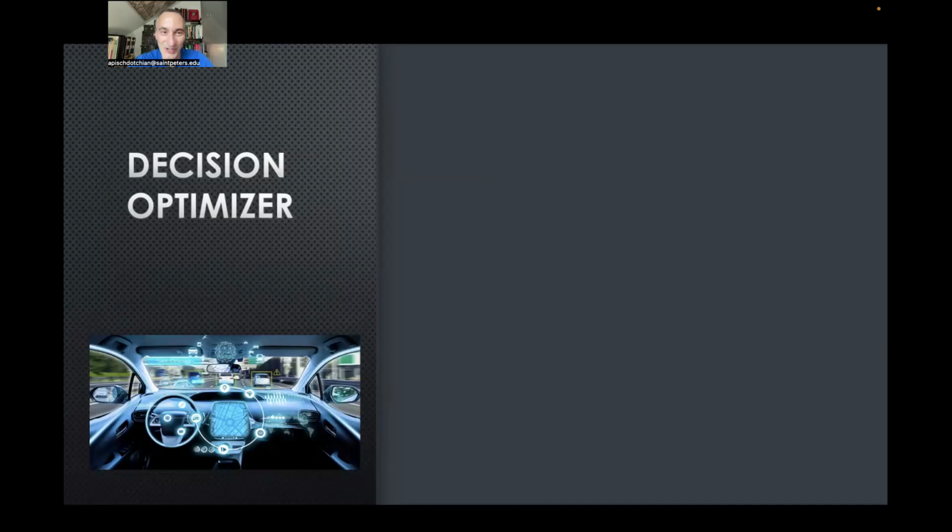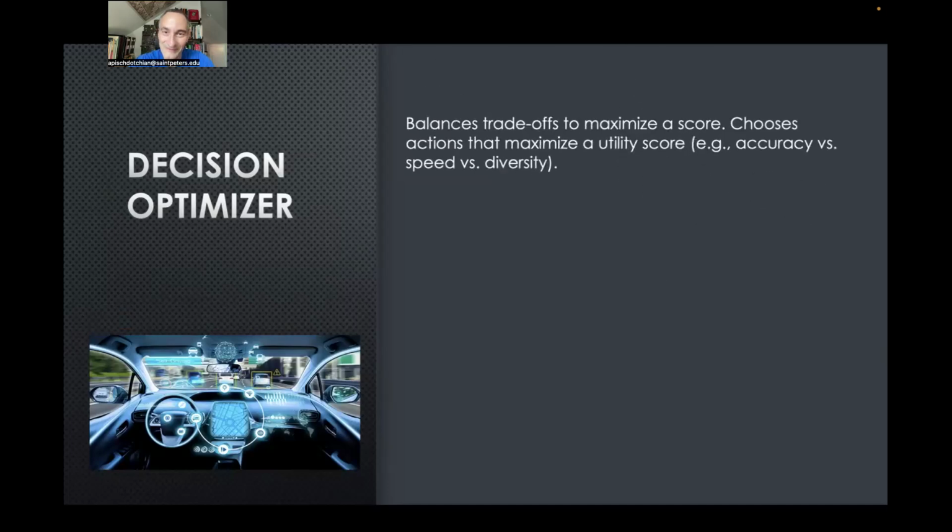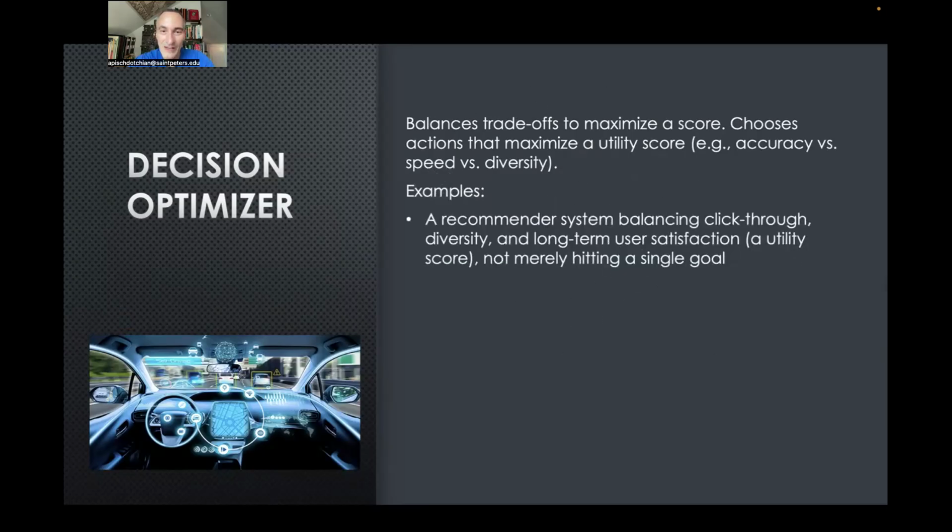Onward, decision optimizer. Balances trade-offs to maximize a score. Chooses actions that optimize a utility score, accuracy versus speed versus diversity. Typically, the more speed means the less accuracy. The more data, less privacy. These are trade-offs. Here's an example. A recommender system balancing click-through, diversity, and long-term user satisfaction, for example. It's a utility score, not merely hitting a single goal.